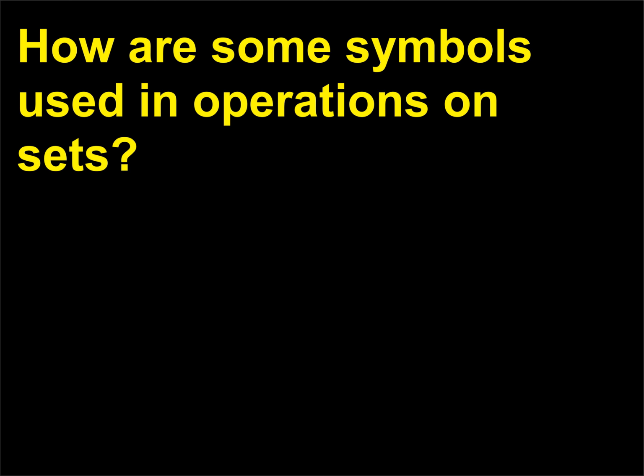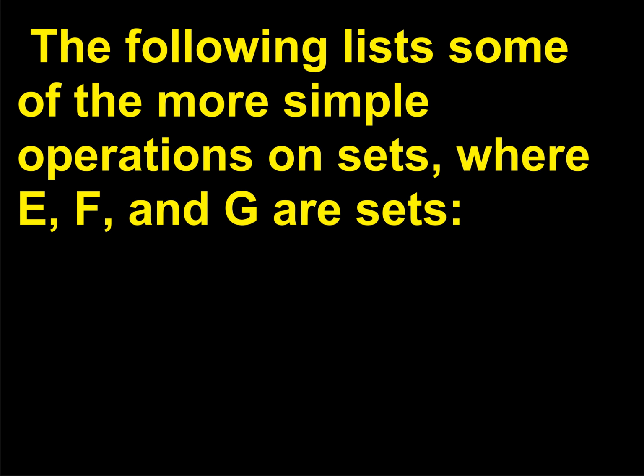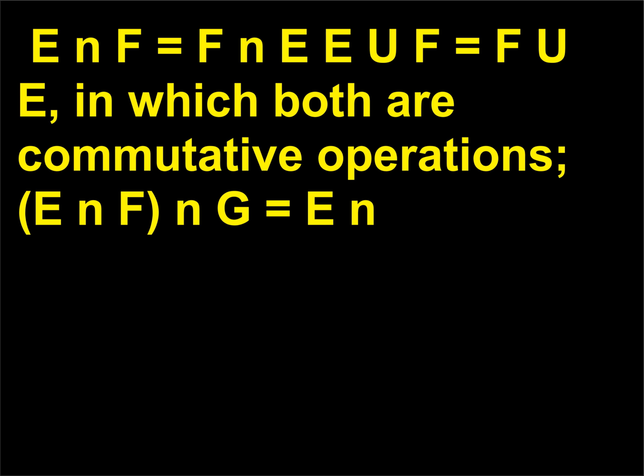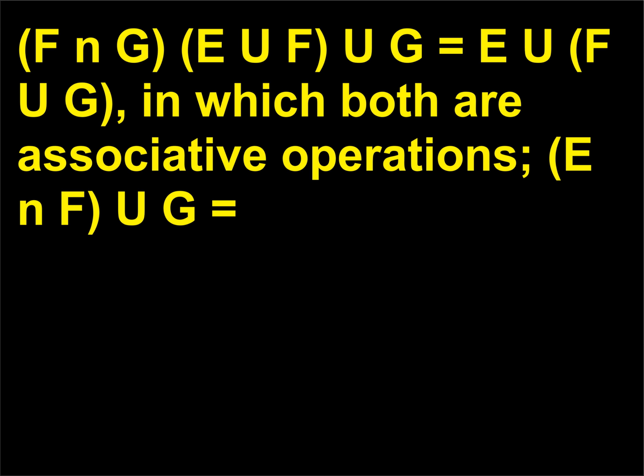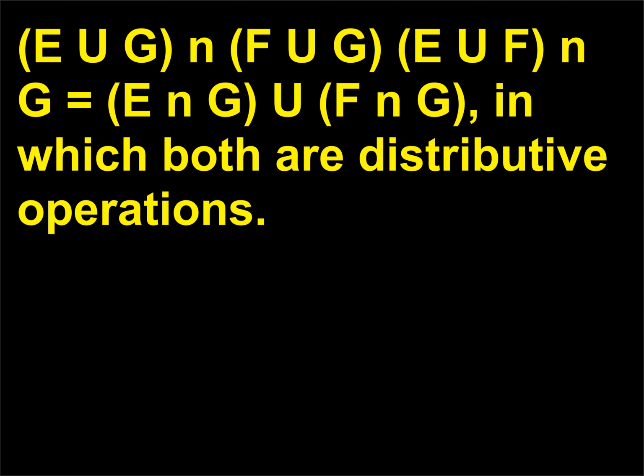How are some symbols used in operations on sets? There are many ways to operate on sets. The following lists some of the more simple operations on sets, where E, F, and G are sets. E∩F equals F∩E, E∪F equals F∪E, in which both are commutative operations. E∩F∩G equals E∩(F∩G), E∪F∪G equals E∪(F∪G), in which both are associative operations. E∩(F∪G) equals (E∩F)∪(E∩G), E∪(F∩G) equals (E∪F)∩(E∪G), in which both are distributive operations.